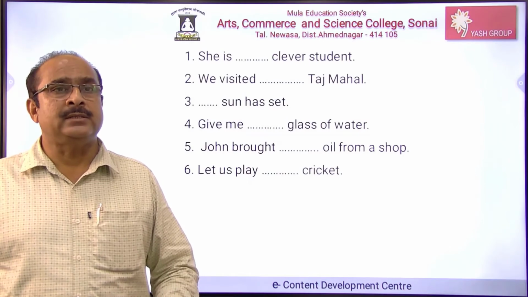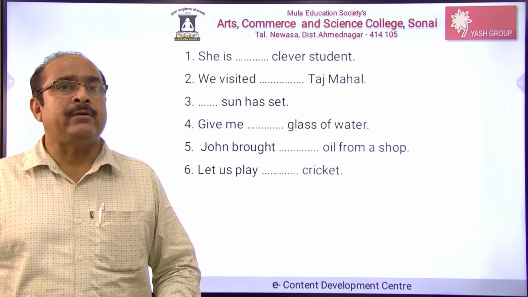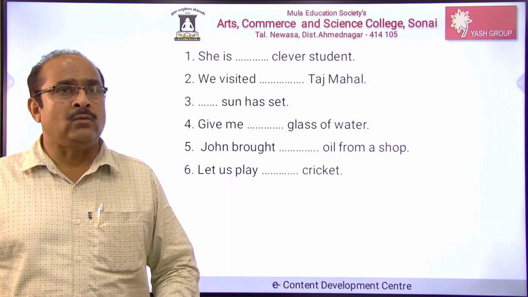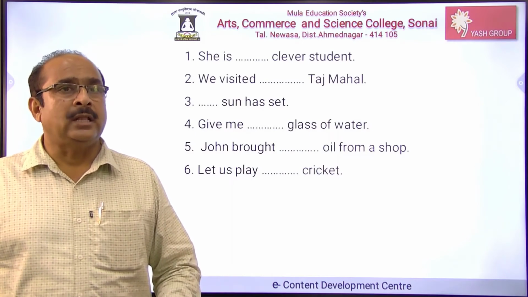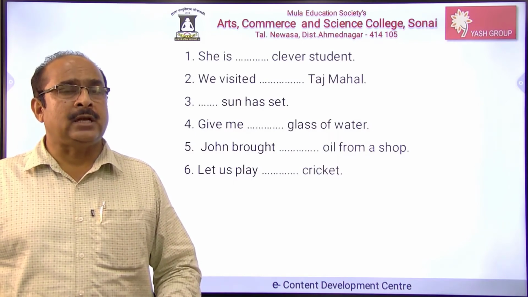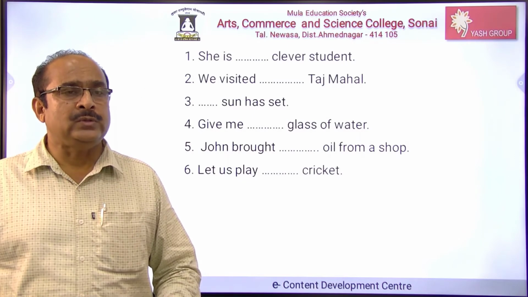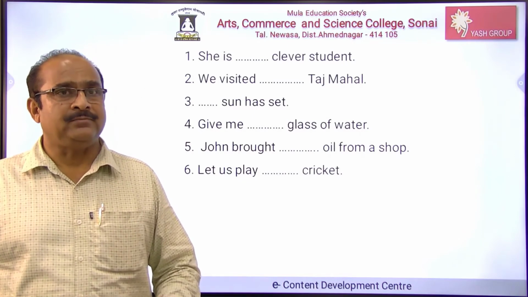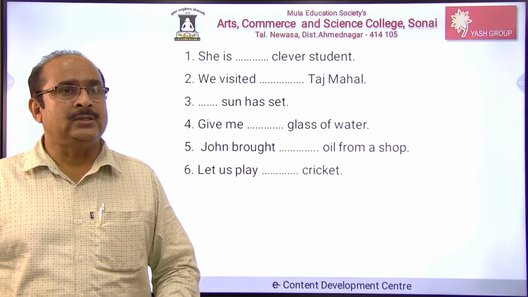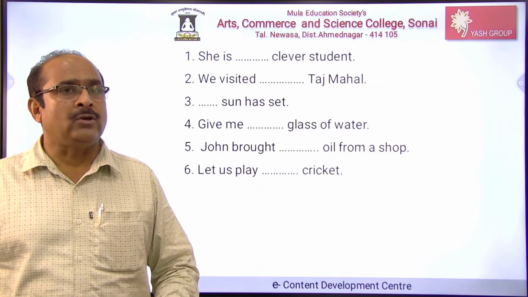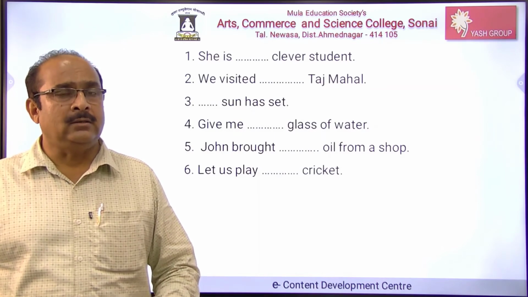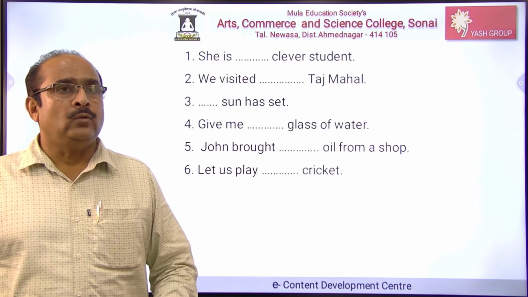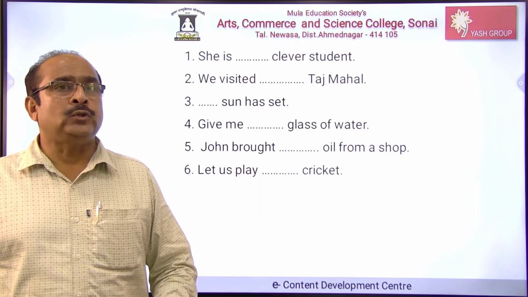The first sentence is: this is dash dash clever student. So here we have to use an article. Now since student is a countable noun, we'll have to use a or an. The word student here is not specified, so we cannot use the article the. Now, do we use a or should we use an?